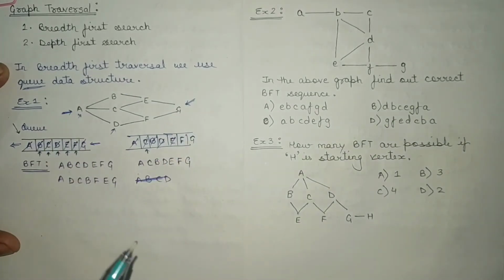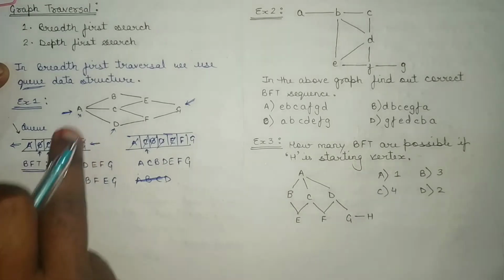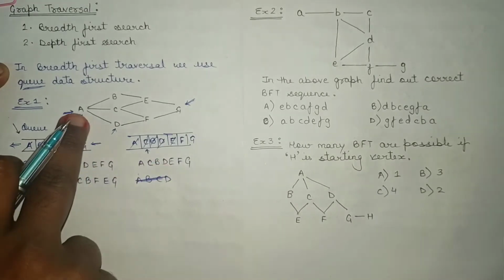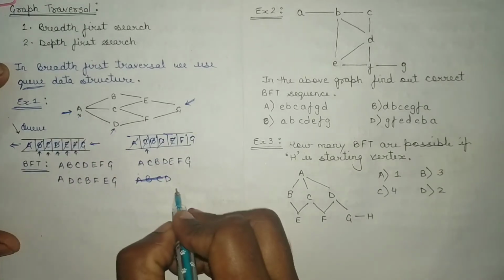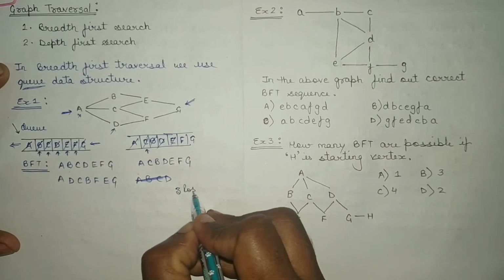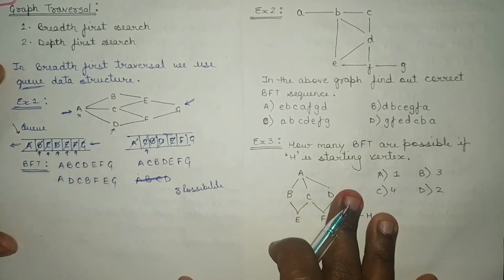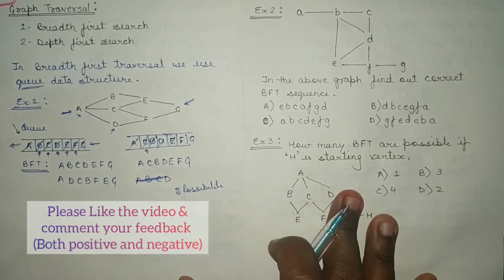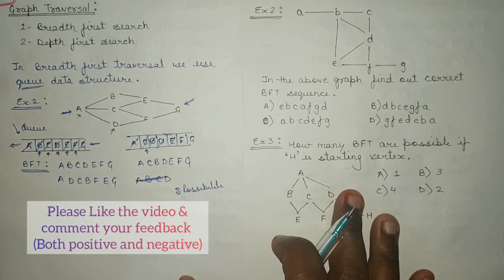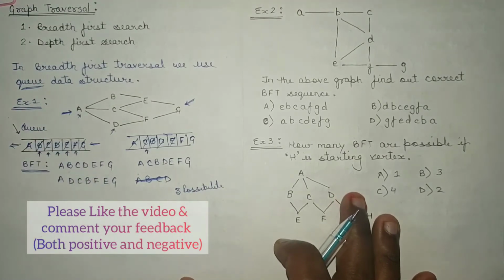Try to check by your own that if you are getting any other sequence, if starting from A, just let me know. Although I think that there are only 3 possibilities if you start with A. So what I mean to say here by this example is that the BFT traversal sequence need not be unique. It completely depends on the choice which are available, right? So 3 possibilities are available for this particular example.